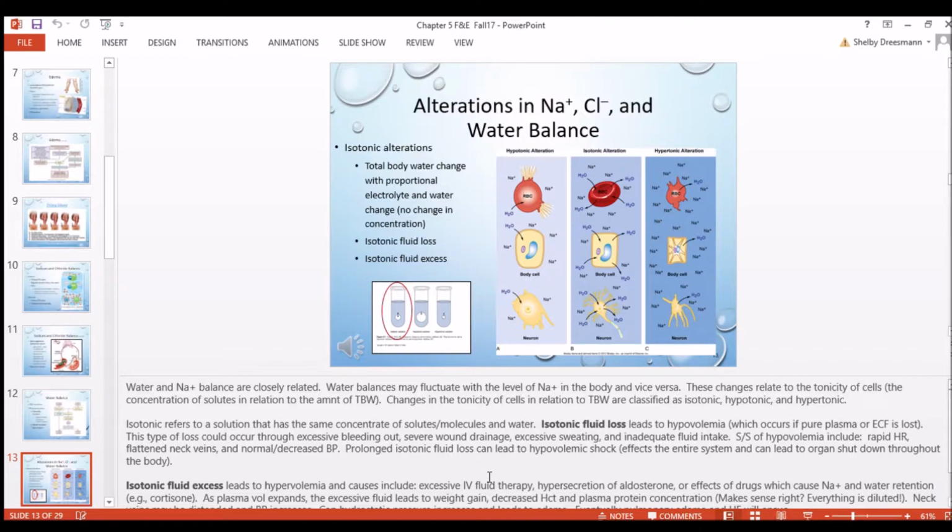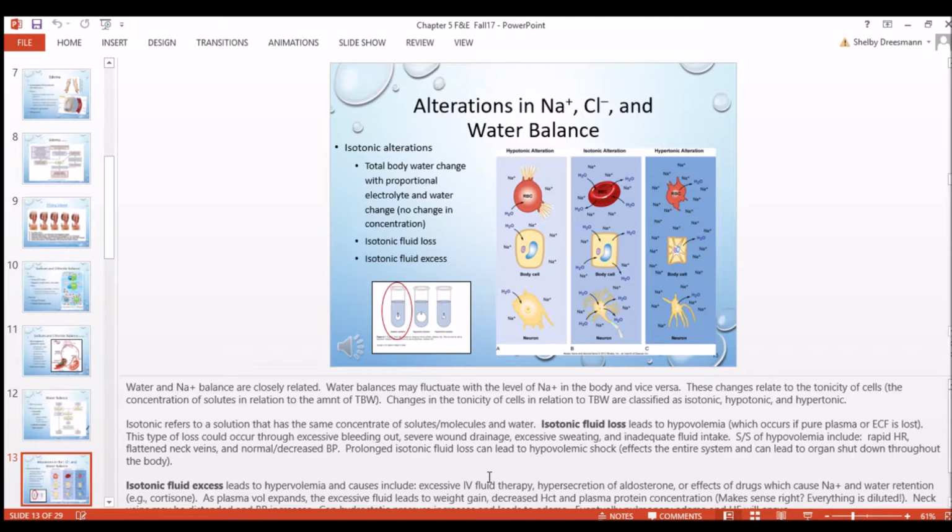You could have isotonic fluid excess, which would lead to hypervolemia. This can be caused by excess IV fluid, hypersecretion of aldosterone, hypersecretion of ADH, or effects of drugs that cause water retention. The signs and symptoms include weight gain, decreased HCT and plasma protein concentrations, and neck veins may become distended. Blood pressure increases, capillary hydrostatic pressure increases, which can lead to edema, pulmonary edema, and heart failure will then ensue.